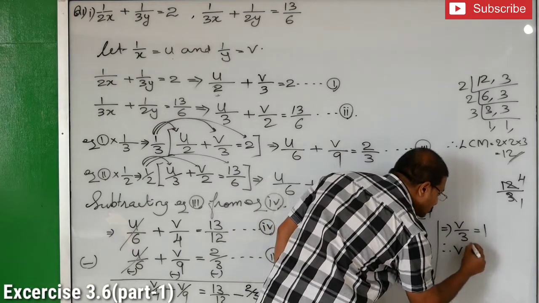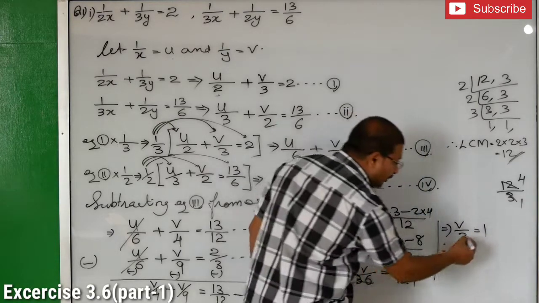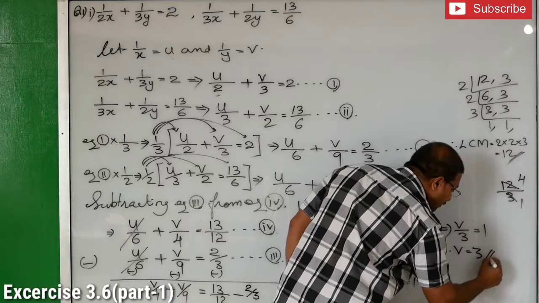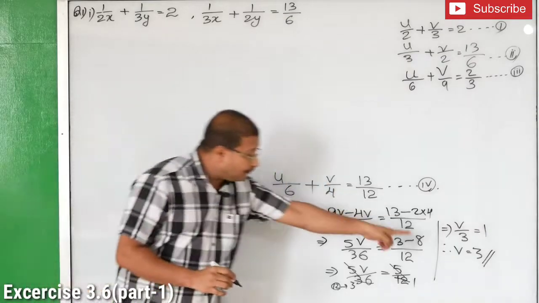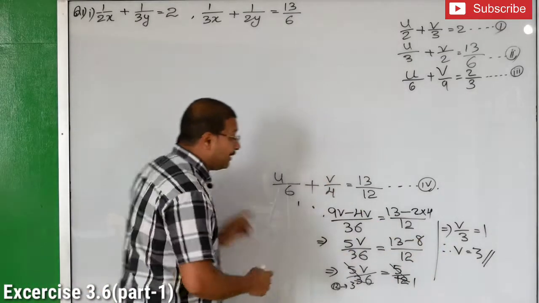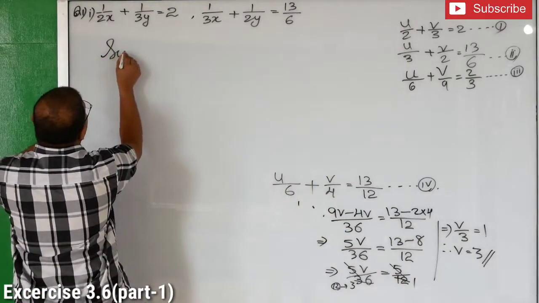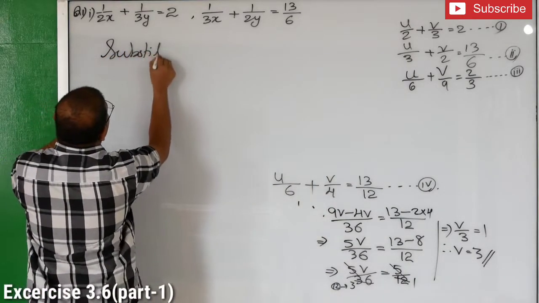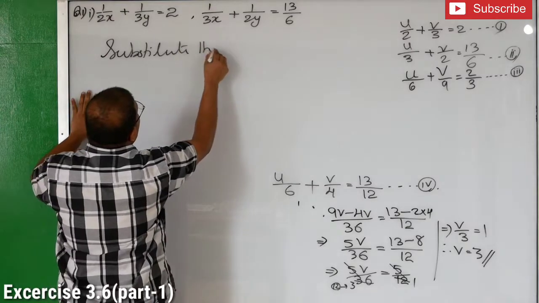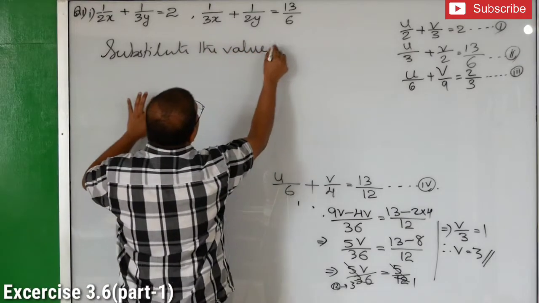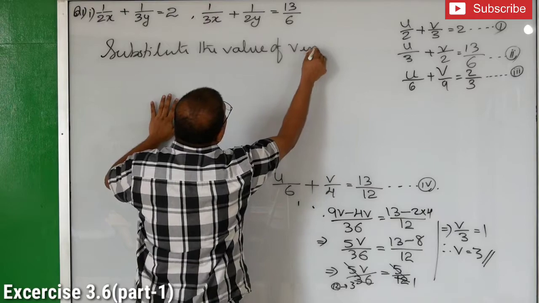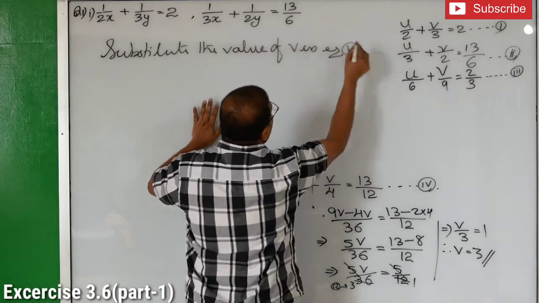Therefore, V equals, the 3 goes to the other side and will multiply. That means 3 into 1, 3. That means V equals 3. We got the value of V, that is 3. So what we will do is substitute the value of V in equation 1.